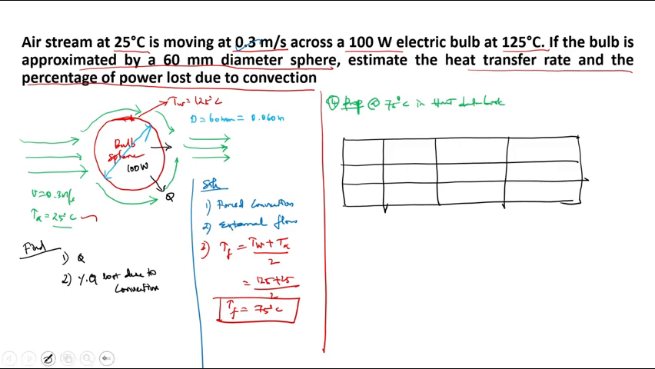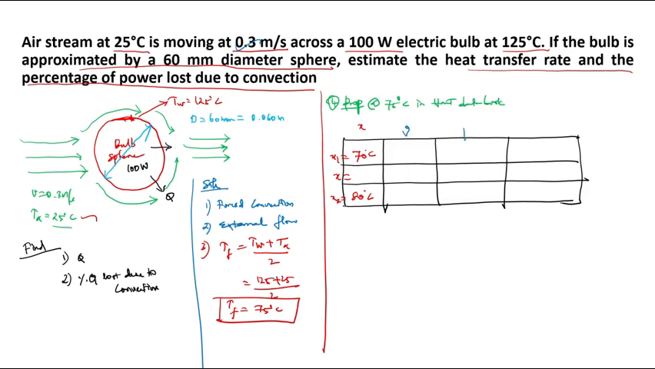Here you can write the temperature values. Here it is 70 degrees Celsius, and here 80 degrees Celsius. We consider this the x term, so we call it x1, here it is x2, and this is x. Now we find another property, that is the kinematic viscosity.